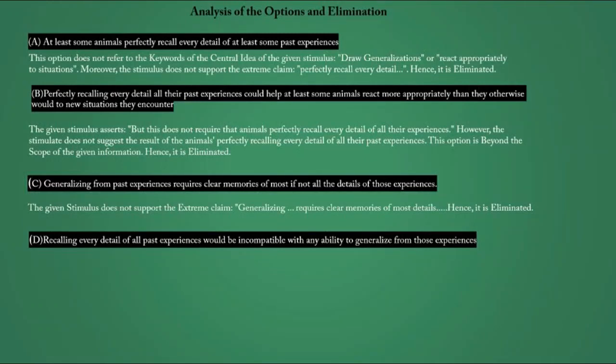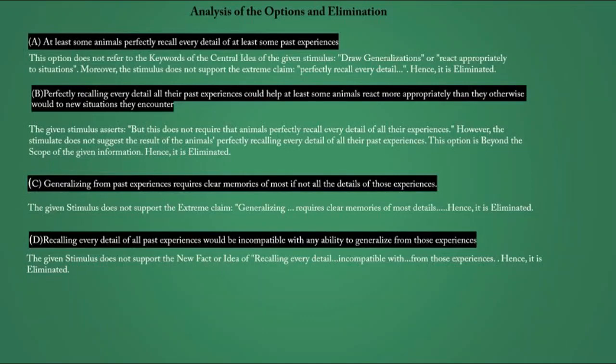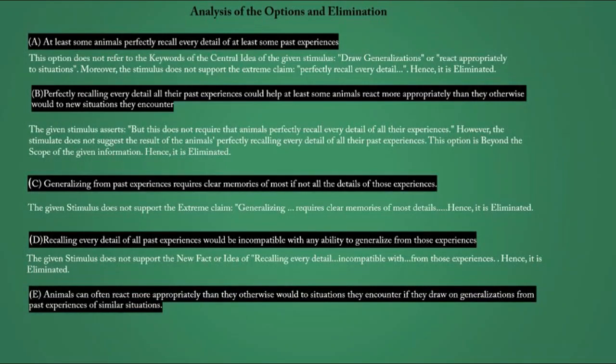Option E. Animals can often react more appropriately than they otherwise would to situations they encounter if they draw on generalizations from past experiences of similar situations. The verb can react indicates a moderate tone. Usually the best option has a moderate tone. Second, this option has most of the keywords used in the two connector facts. The keywords are react more appropriately, draw on generalizations, and past experiences of similar situations. Above all, this is the central idea of the given stimulus. Hence, option E is the best option.